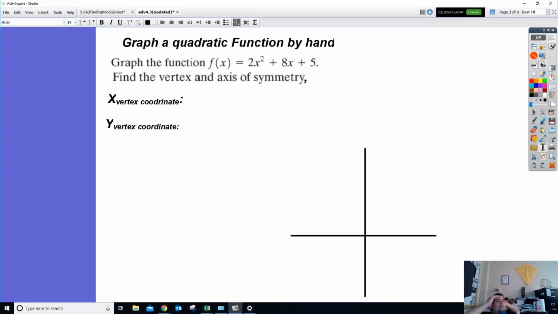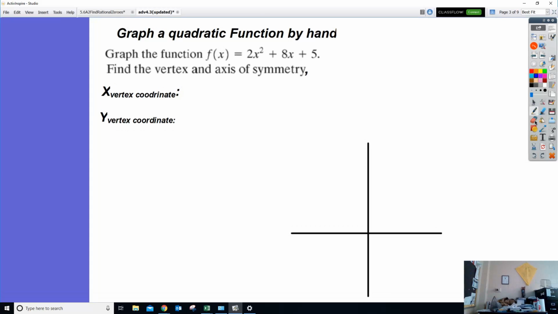Next up in your notes, graphing something by hand. There's a lot to this. There's a lot of things you should try to find. We're going to start off by finding the x-coordinate of the vertex. There's a little formula for that. How do you find the x-coordinate of the vertex? Just Aaron gave it to us.